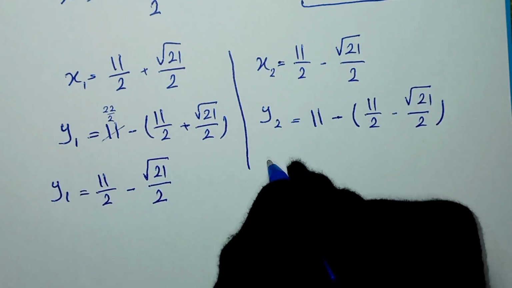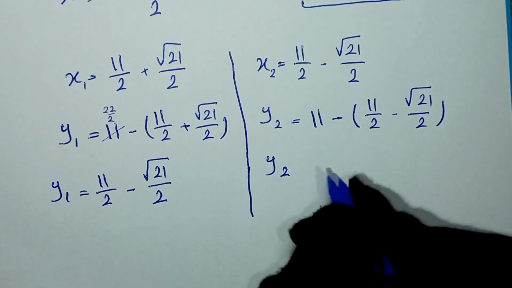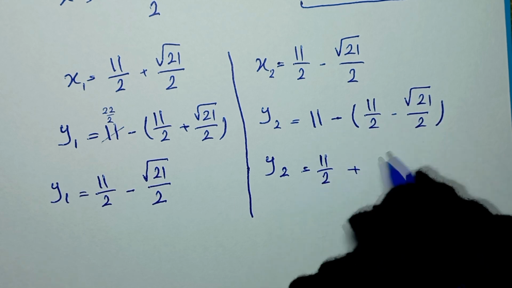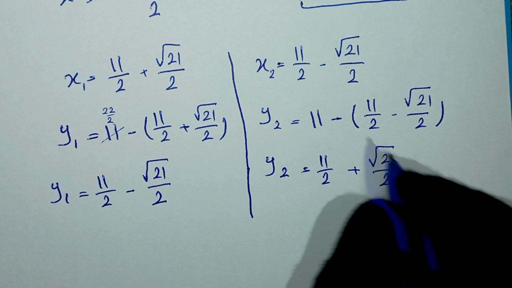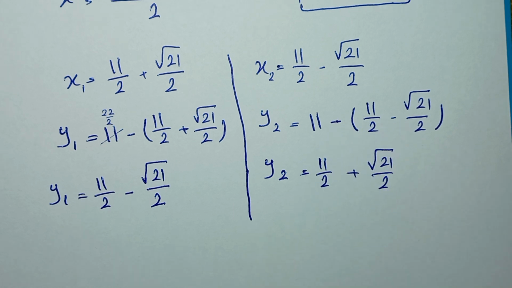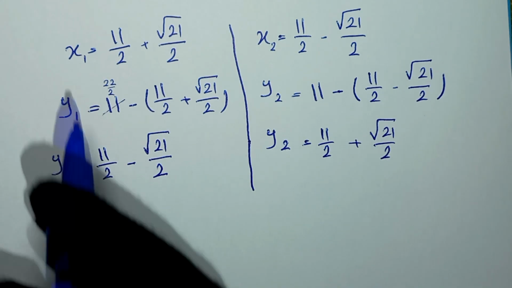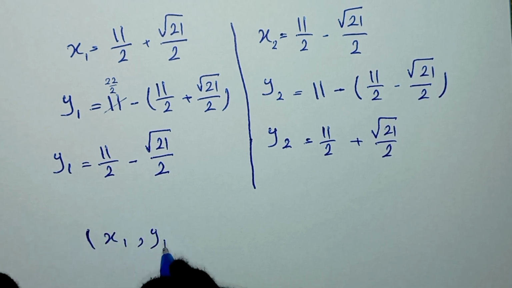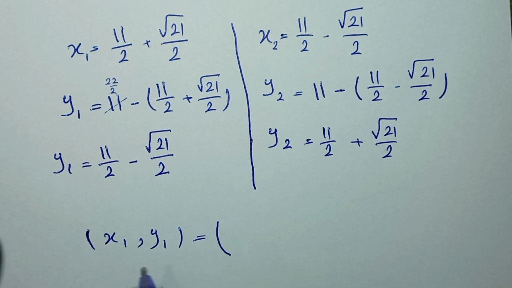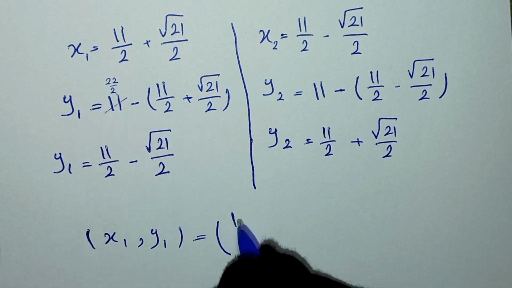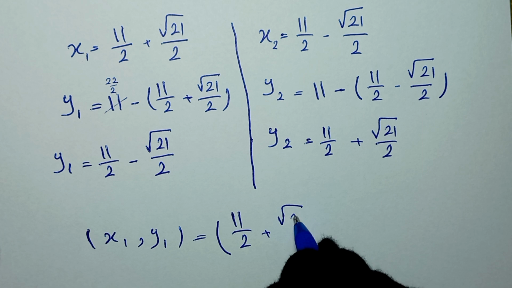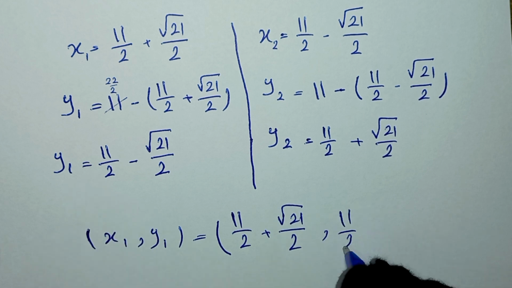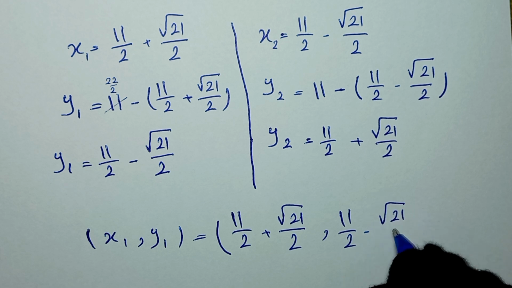And from here, y2 is equal to 11 minus 11 over 2 is 11 over 2 and plus this square root of 21 over 2, because this negative times this negative is positive. So we find two solutions for x and y. The first, x1 and y1, is x1 is 11 over 2 plus square root of 21 over 2, and y is 11 over 2 minus square root of 21 over 2.